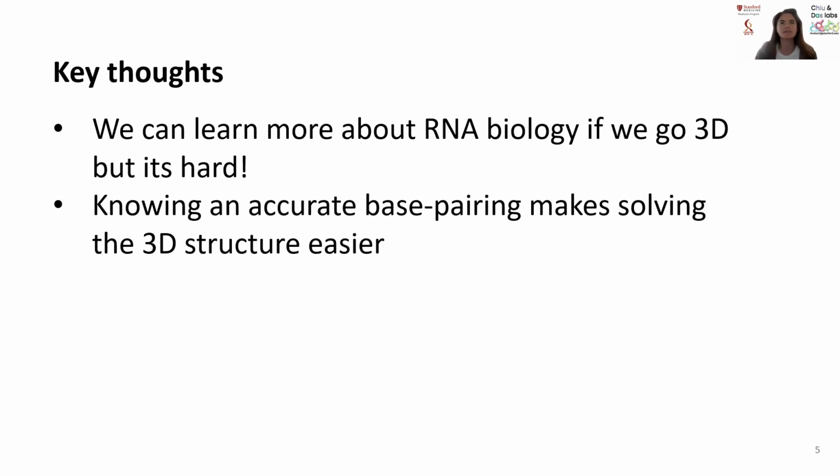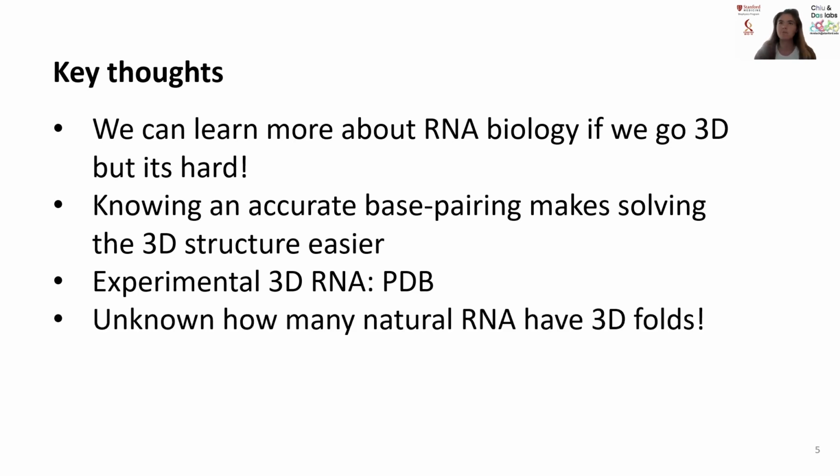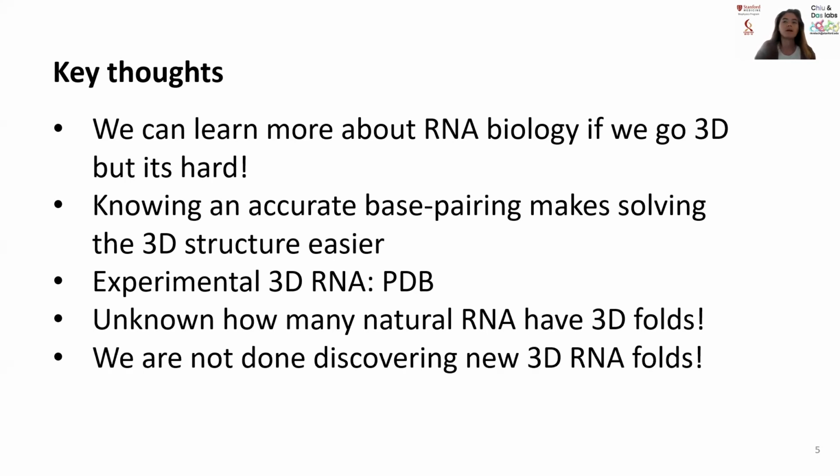Everything I do is not possible without first knowing the secondary structure, pretty much. That's just your base pairing. The work of Eterna has really helped us also predict those base pairing patterns. There's a great source of 3D RNA structures, which Slava showed. That's what we call the PDB. Currently, it's unknown how many natural RNAs have 3D folds. We're really curious about that. We are not done discovering new 3D RNA folds, so there's probably more shapes that we haven't yet solved.